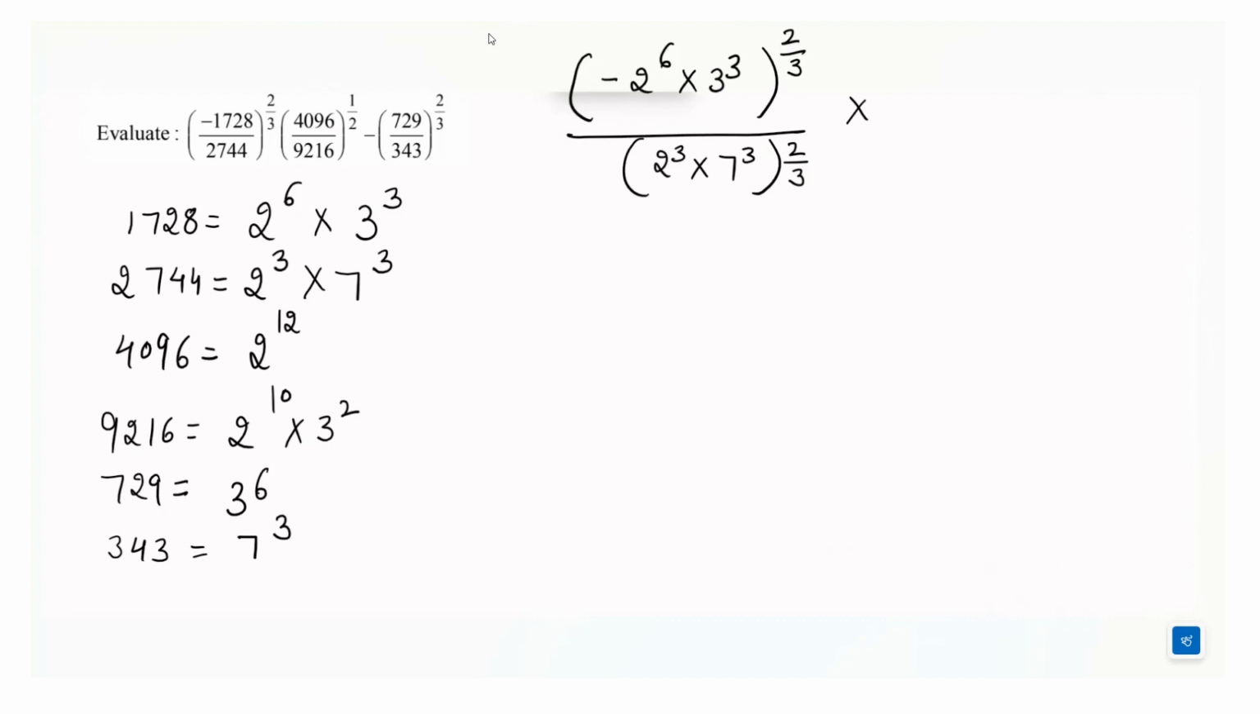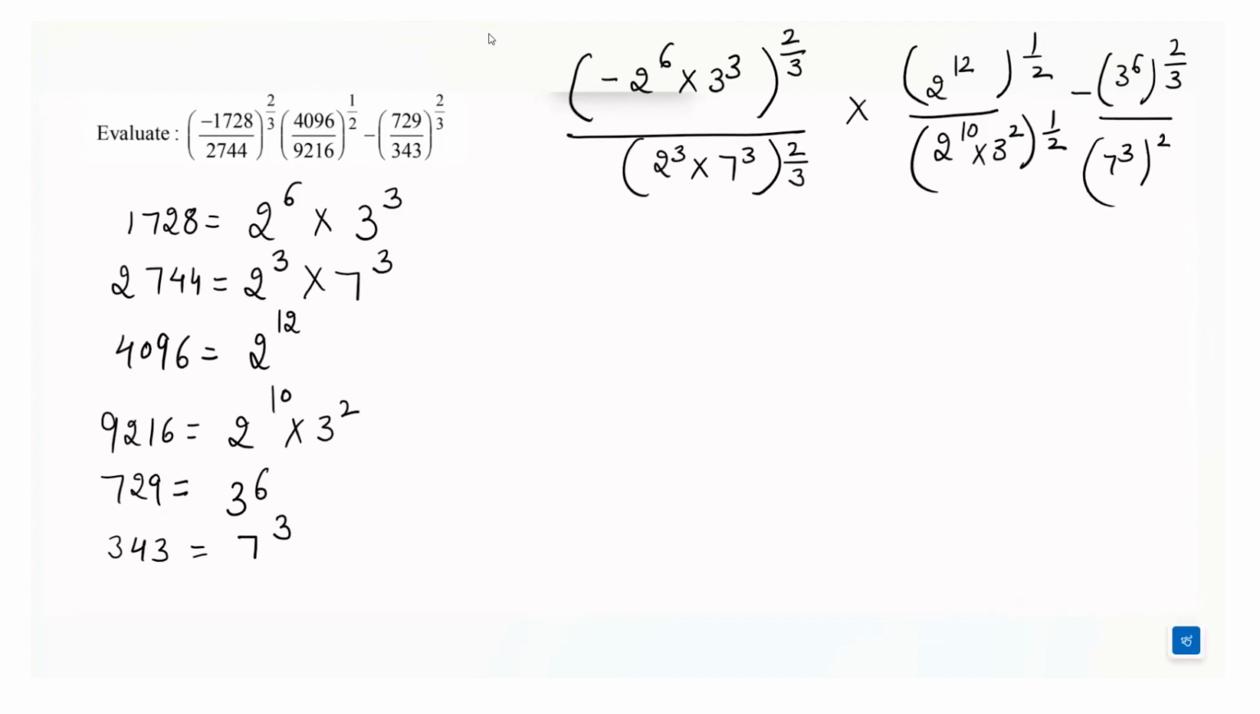So 4096 can be written as 2 raised to power 12 over 2 raised to power 10 into 3 raised to power 2. And I will take here 1 by 2, because 1 by 2 is the power for the fraction. Now I will distribute this power to both numerator and denominator: minus 3 raised to power 6 raised to power 2 over 3, 7 raised to power 3, 2 over 3.